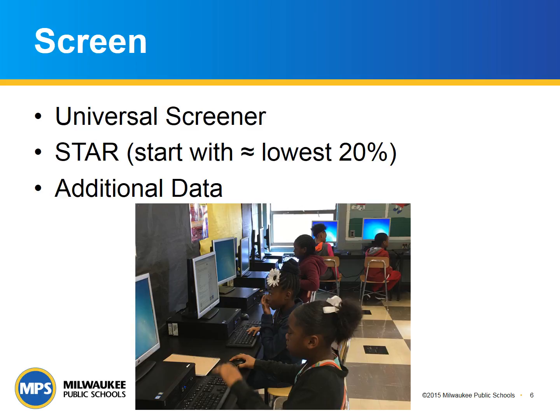First, we screen all students 3 times a year using STAR. Classroom teachers or teacher teams should start with approximately the 20% of students who score the lowest on STAR. In addition to using STAR, a teacher should consider additional data including previous screening data, classroom formative and summative assessments, PALs, and other assessments the student has taken. All regular education and special education students should be screened and considered for an intervention.